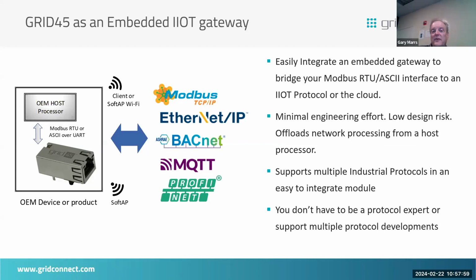Probably the biggest advantage here is it's fairly easy to integrate, and you don't have to be a protocol expert or, as an OEM, support multiple protocol developments. So if you have a product that's used in the industrial automation space and you've got customers in the US telling you they need Ethernet IP, and you've got European customers that are saying, hey, I need Profinet, that's a lot of engineering and firmware development to integrate those protocols. With the Grid 45, we're going to support options for everyone that we have listed here.